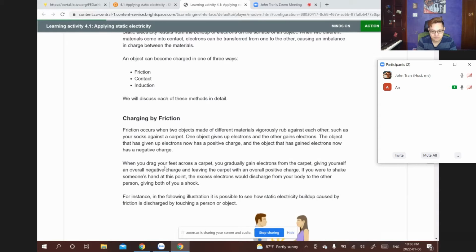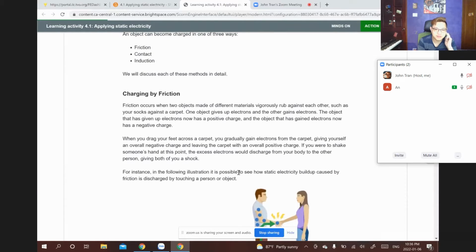When you drag your feet across the carpet, you gradually gain electrons from the carpet, giving yourself an overall negative charge and leaving the carpet with an overall positive charge. If you were to shake someone's hand at this point, the excess electrons would discharge from your body to the other person, giving both of you a shock.